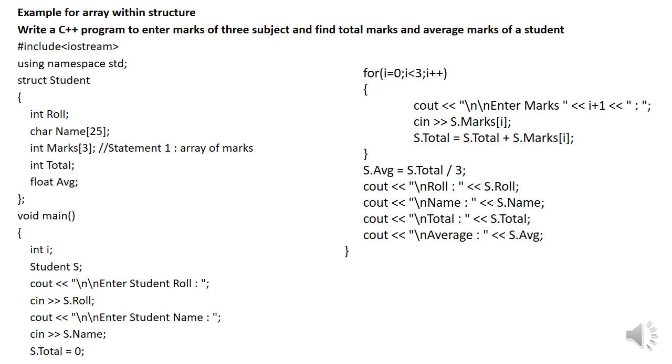Then we will display the details: roll number, name, total and average. So this is the program for array within a structure or structure containing array. Here marks of 3 is the array variable.